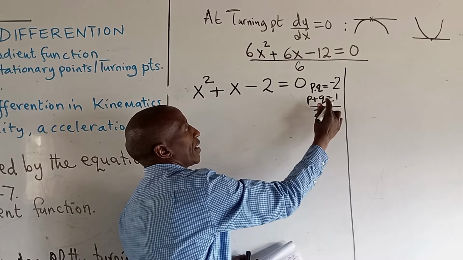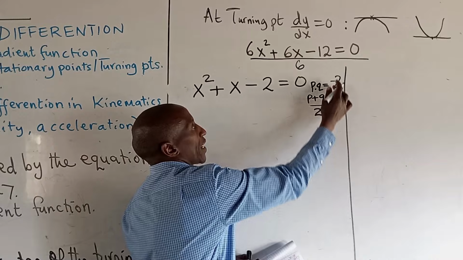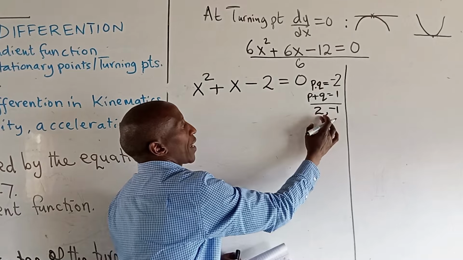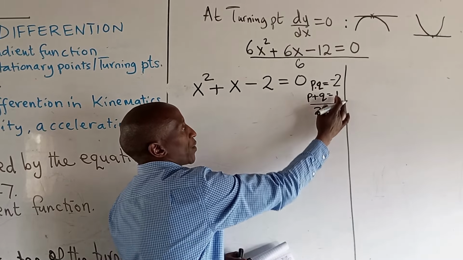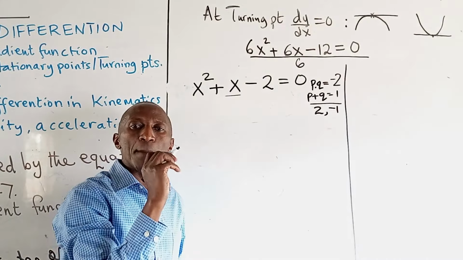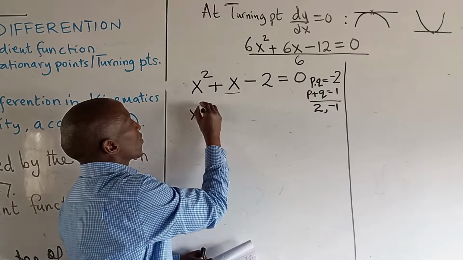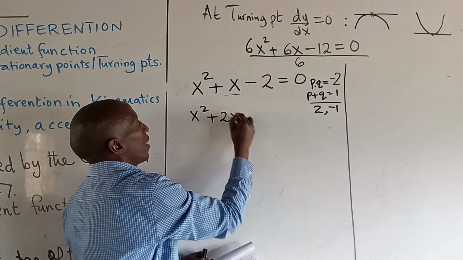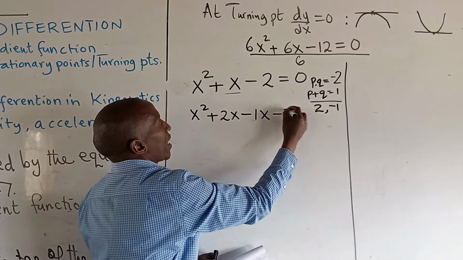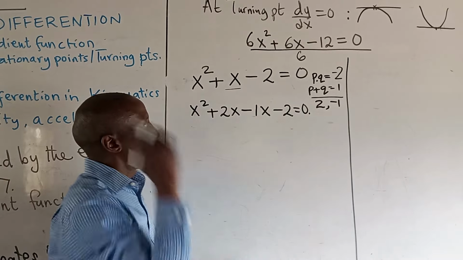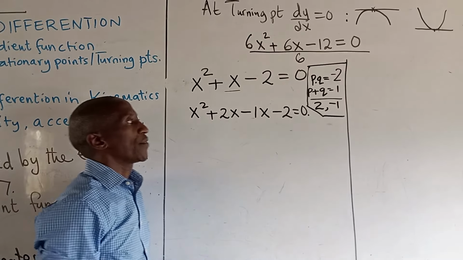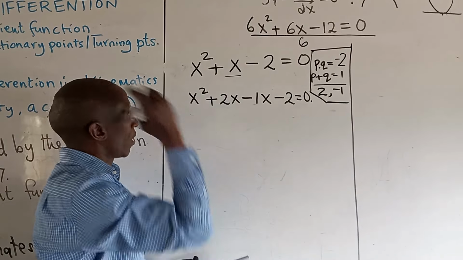And when multiplied, you need a number which will multiply by 2 to give you a negative 2, and that is a negative 1. So those are the two numbers which, when you multiply, you get negative 2, when you add, you get positive 1. These two numbers, we substitute them into the middle term. We get x squared plus 2x minus 1x, minus 2 is equal to 0. So that is the expression that we are having for the quadratic equation.